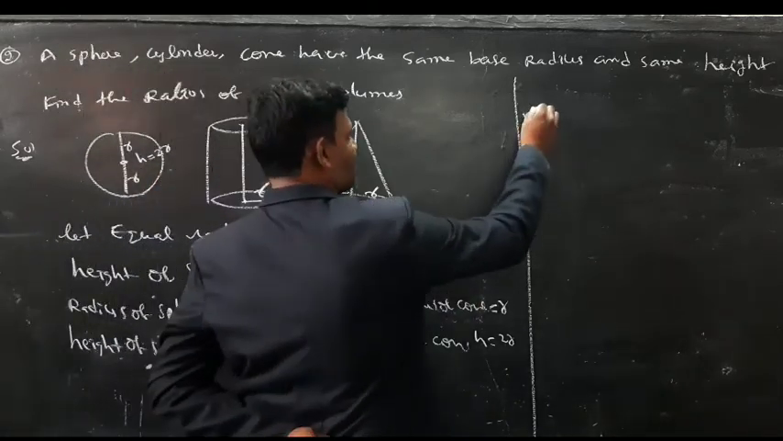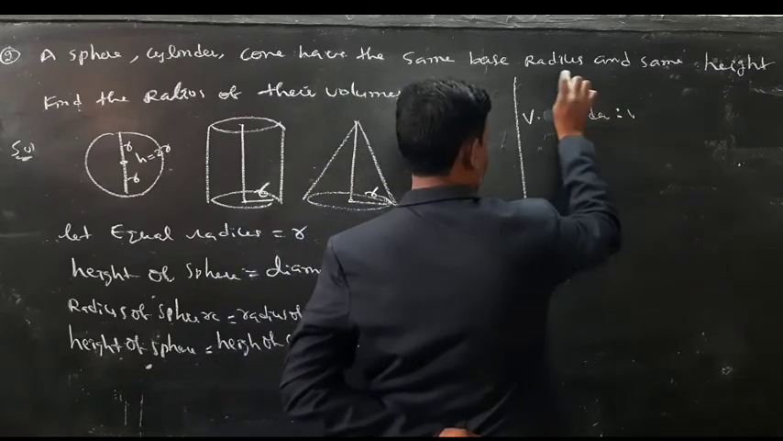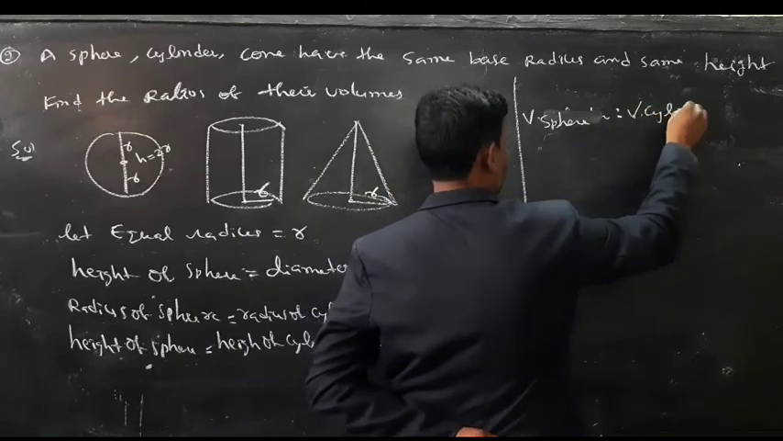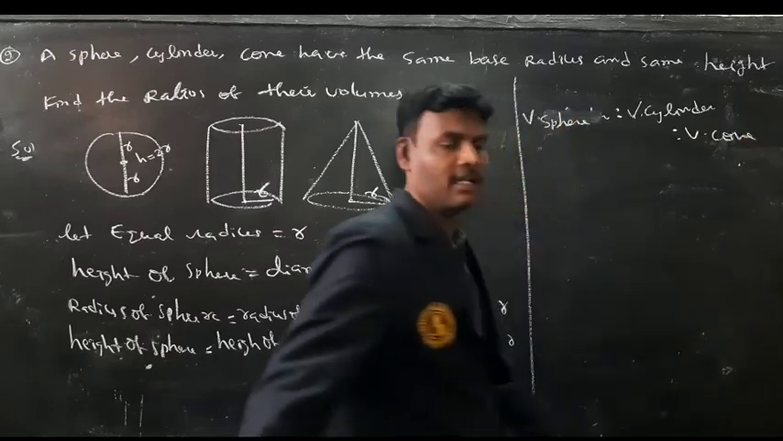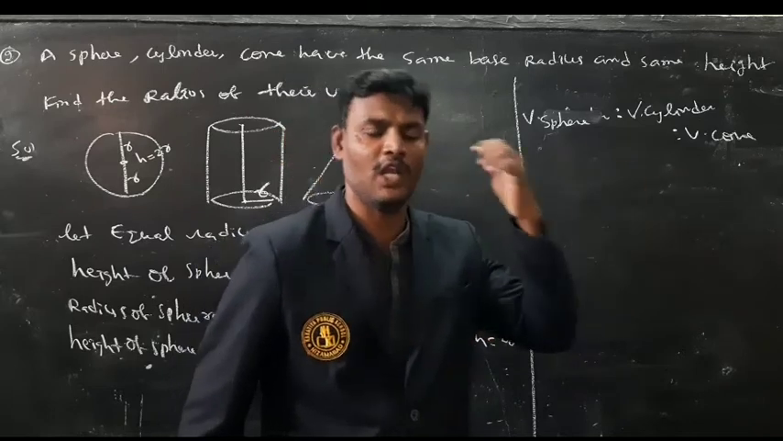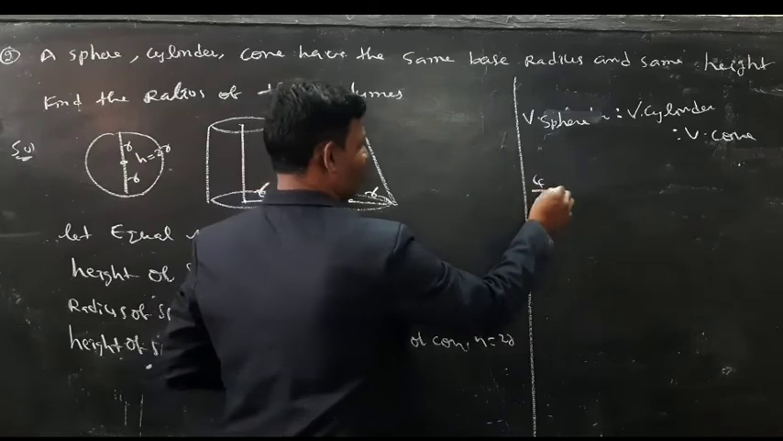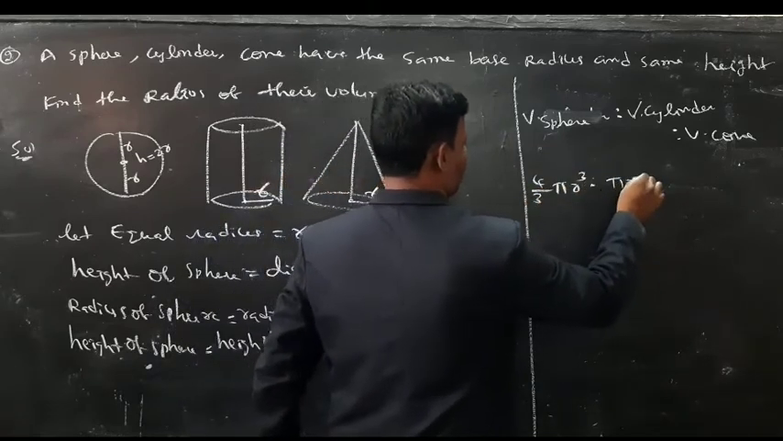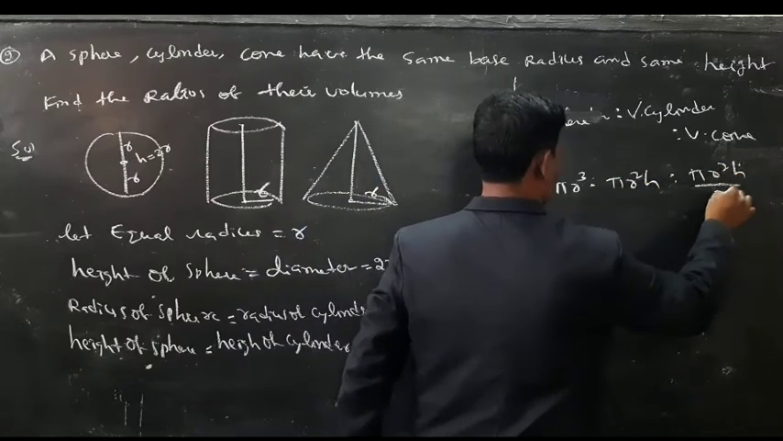It means volume of sphere, volume of cylinder and volume of cone. I need the ratios of their values. What is the volume of the sphere? 4 by 3 pi r cube. Volume of the cylinder, pi r square h. Volume of the cone, pi r square h by 3.